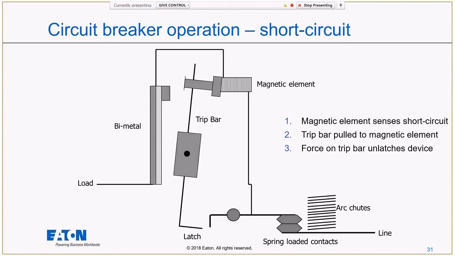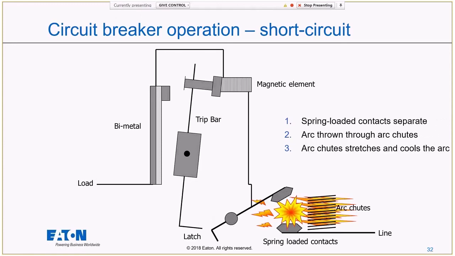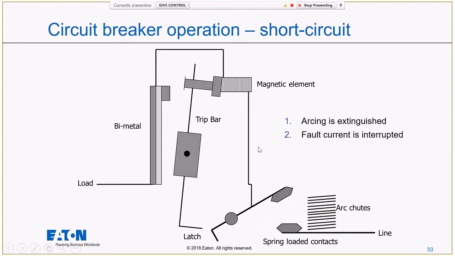And when it pulls the trip bar towards it, we're unlatching those spring-loaded contacts. In this case, that spring will separate those contacts, but we'll get an arc, right? Because now we're talking about thousands of amps. So we'll get an arc between those two contacts whenever they try to separate. That arc gets thrown into those arc chutes, right? So those arc chutes will then suck up that arc. It will help to stretch the arc. Stretching it will help cool it. And once it's cooled down and extinguished, then we've cleared the fault. So this is how my circuit breaker is going to operate during a short circuit condition.